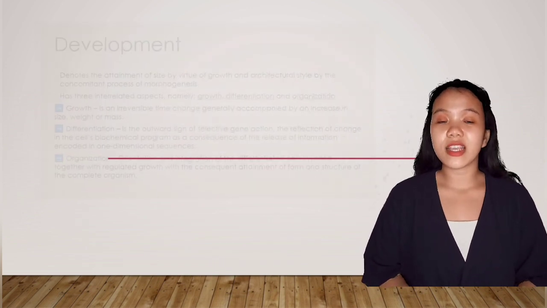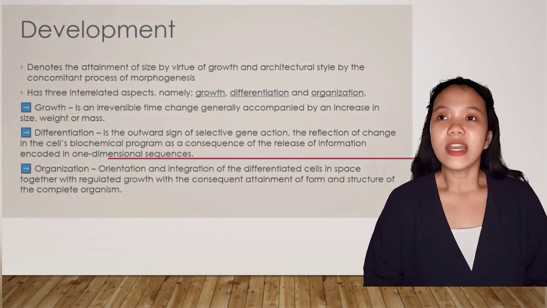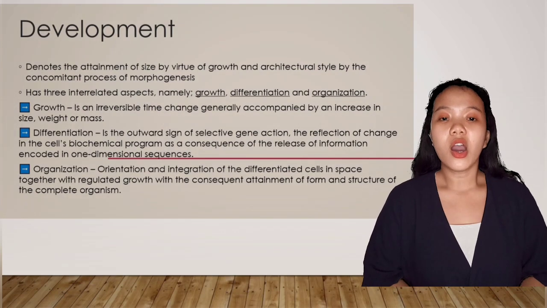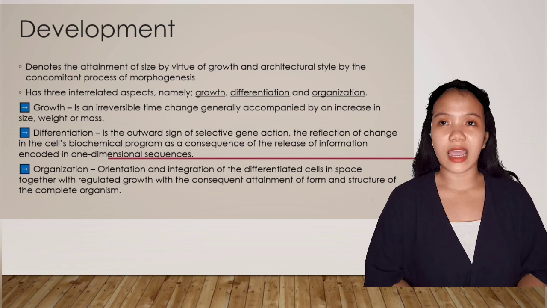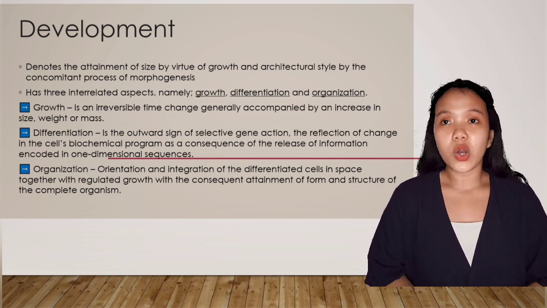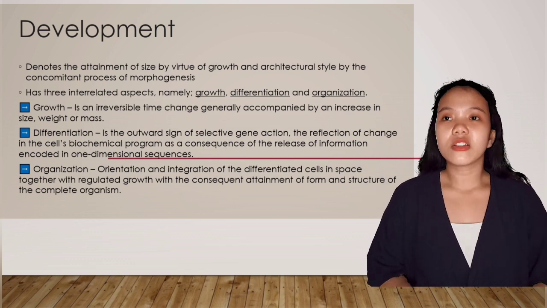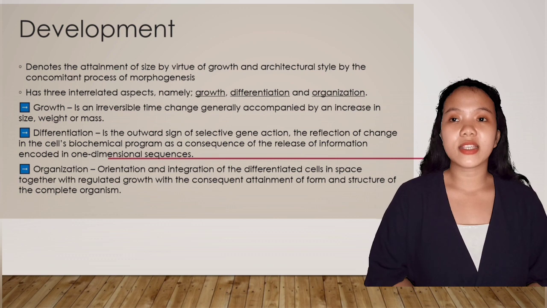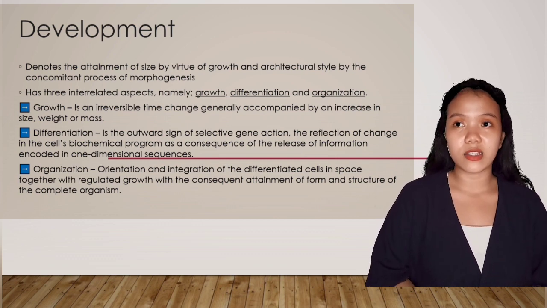So first, let us talk about what is development. Development denotes the attainment of size by virtue of growth and architectural style by the concomitant process of morphogenesis. So, what is concomitant? Concomitant is something that goes naturally together or is associated with something else.